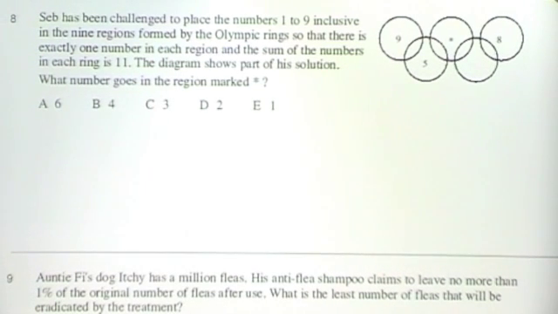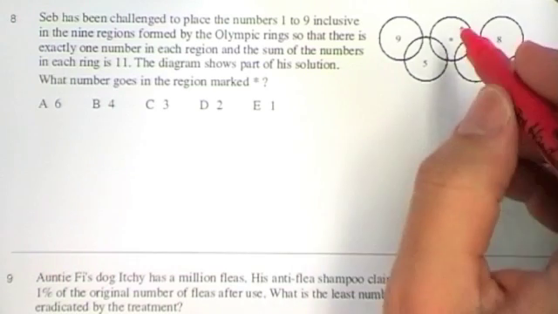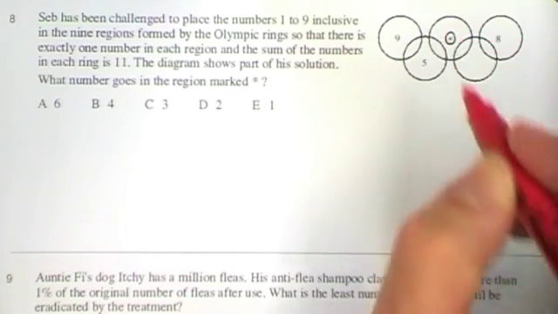Question 8. Seb has been challenged to place the numbers 1 to 9 inclusive in the 9 regions formed by the Olympic rings. So there is exactly one number in each of the regions, and the sum of the numbers in each ring is 11. The diagram shows part of the solution. What number goes in the region marked star?